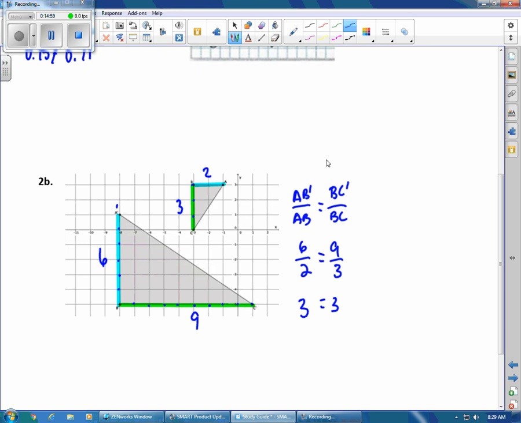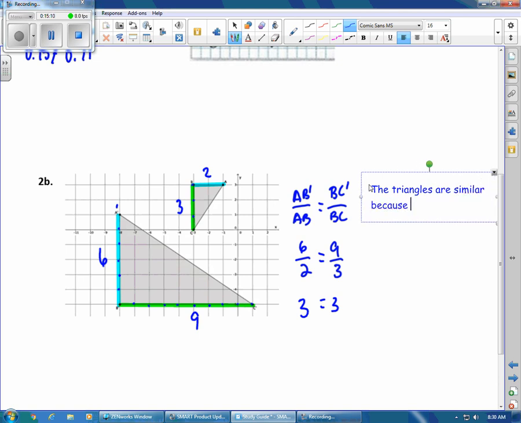So my informal argument here is going to be the triangles are similar because the scale factor of the corresponding sides is the same.